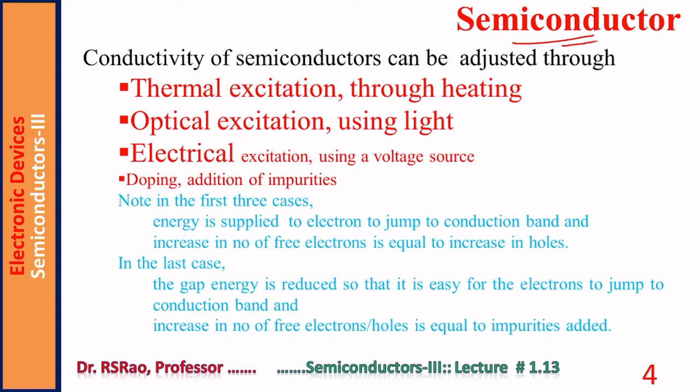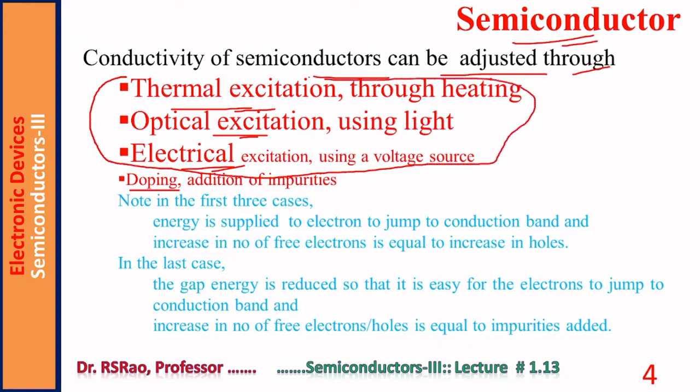Semiconductor conductivity. This is the aspect we are going to discuss in this slide. Conductivity of semiconductors can be adjusted through thermal excitation, optical excitation, electrical excitation, and doping. These four methods can be divided into two: the first three into one, the last one into another. There is a lot of similarity among the first three methods.